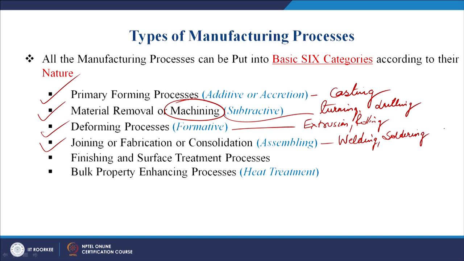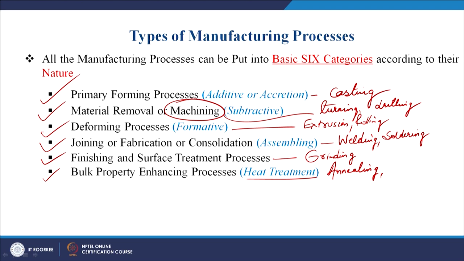Then there are finishing and surface treatment processes. We can take an example. Finishing, one of the most common processes is grinding. There can be other super finishing processes also. Then bulk property enhancing processes such as heat treatment. There can be processes like annealing, or we can have a tempering process also.